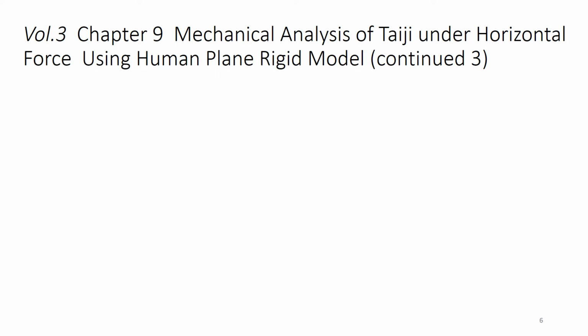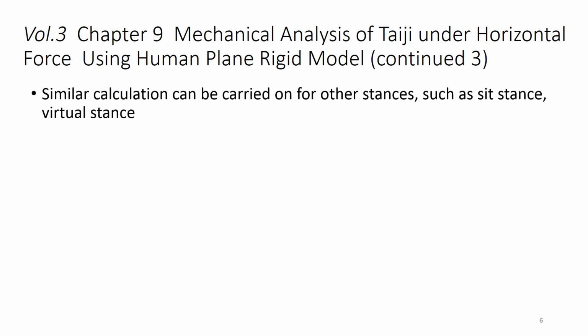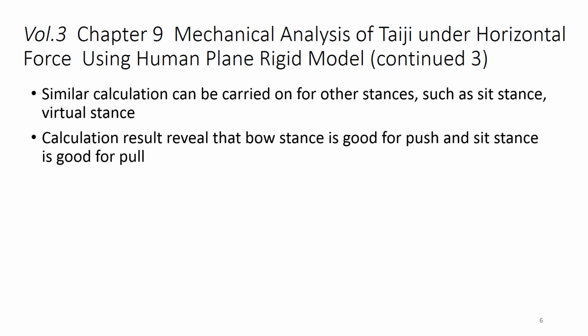Chapter 9. Mechanical analysis of Taiji under horizontal force using human plane rigid model. Continued 3. Similar calculation can be carried on for other stances, such as sit stance, virtue stance. Calculation results reveal that bow stance is good for push and sit stance is good for pull.